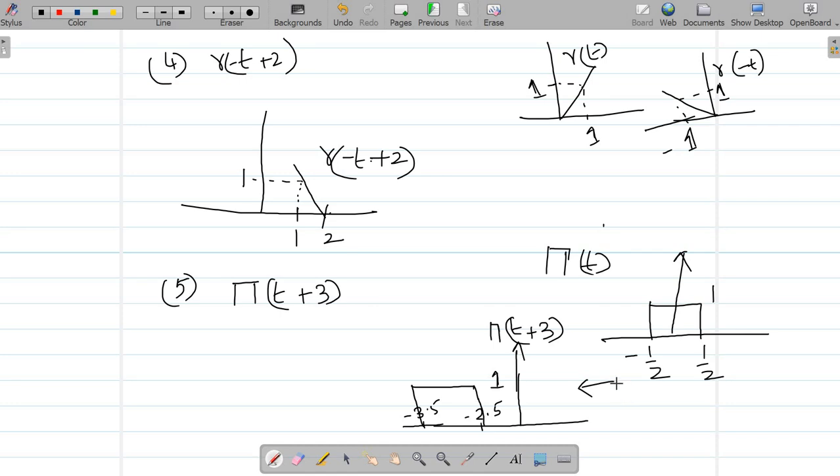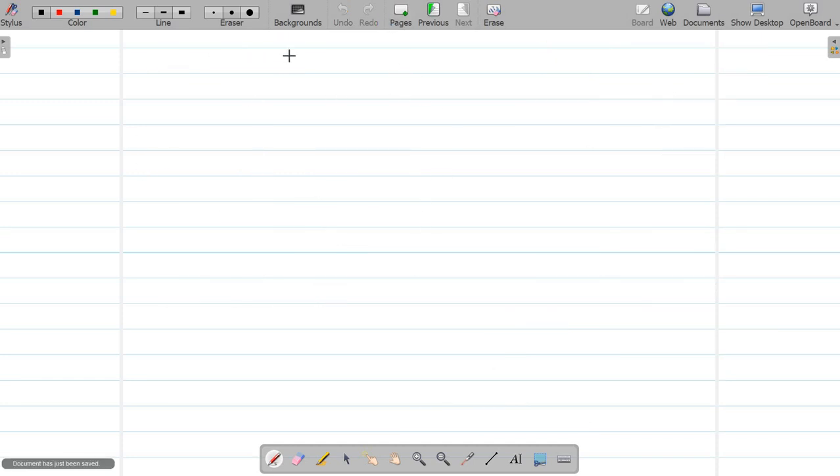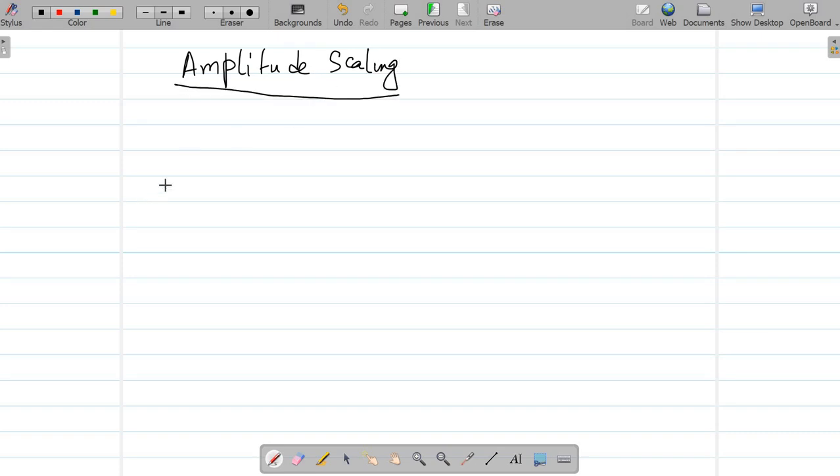So this is about the various operations. Continuing with the operations of the signal, the next operation that we are going to see is the amplitude scaling. Amplitude scaling we have already seen, in fact. Without actually explaining what is meant by amplitude scaling, we have touched upon amplitude scaling in one of the examples that we have just now discussed.